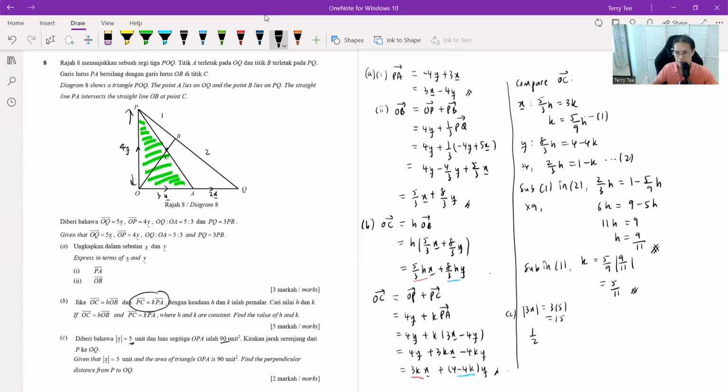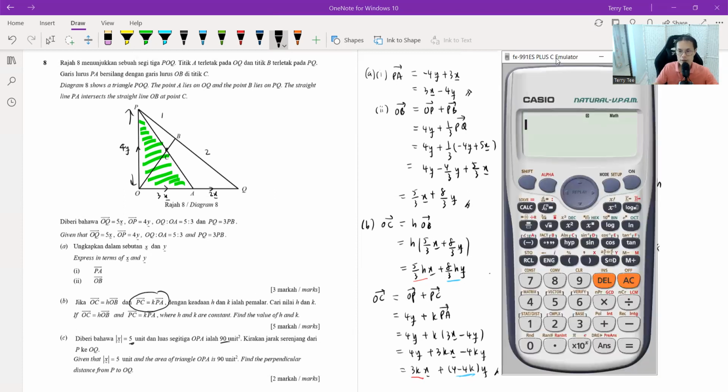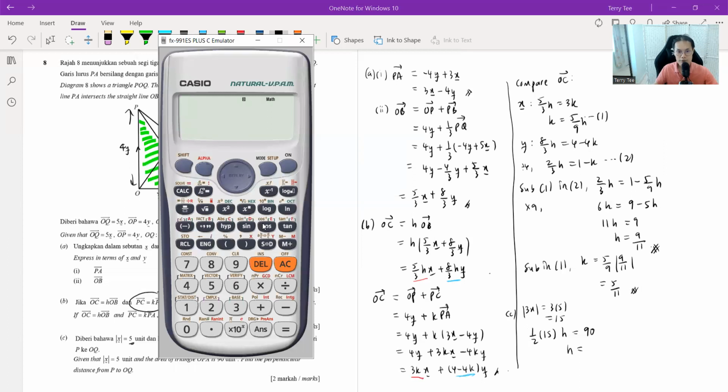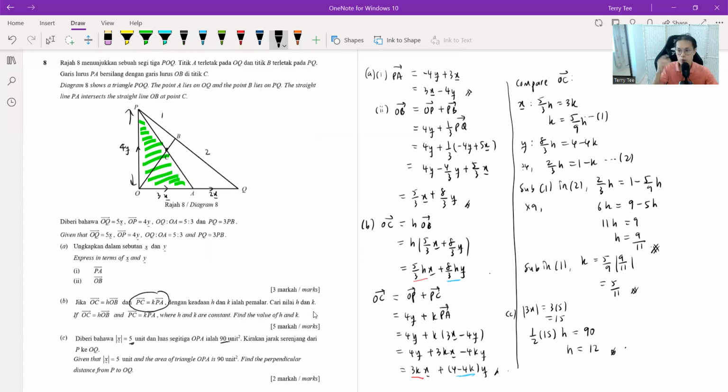Let's just use half times base times height. Your base is 15. Your height is your perpendicular distance, or we can say OP. The result must equal 90. So to find your h, we take 90 times 2, divide by 15. Answer is 12. So the perpendicular distance from P to OQ is just 12. You can write 12 units.